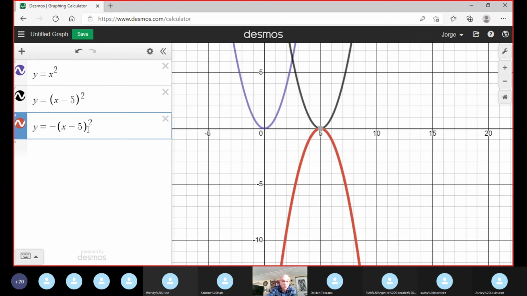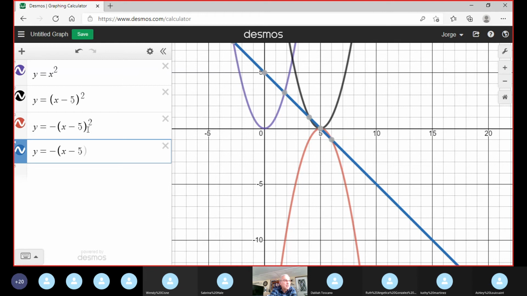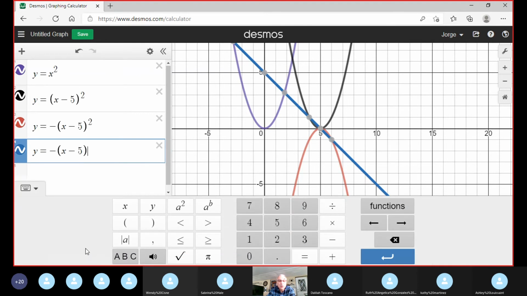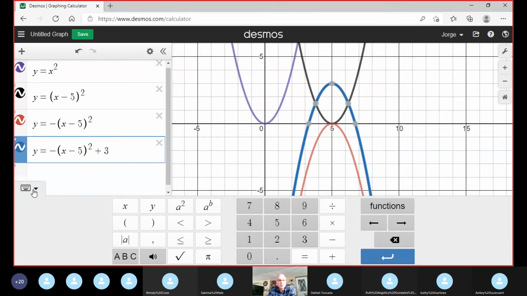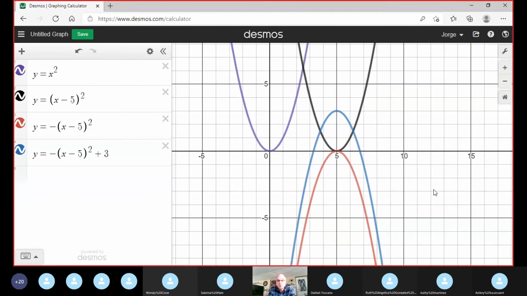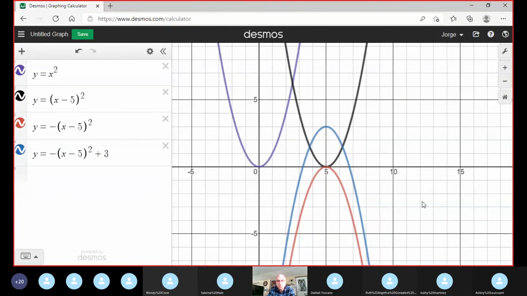Finally, plus 3, no? Okay, let's do it. Y equals minus parenthesis x minus 5, close the parenthesis, power 2, square, plus 3, no? Plus 3. Boom. Plus 3 is a vertical shift 3 units up.